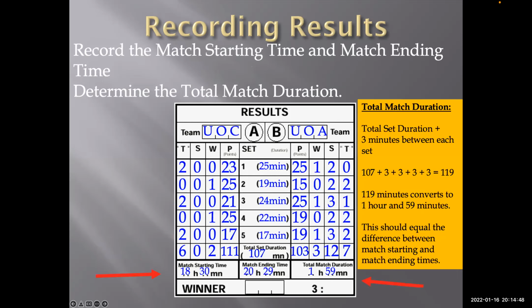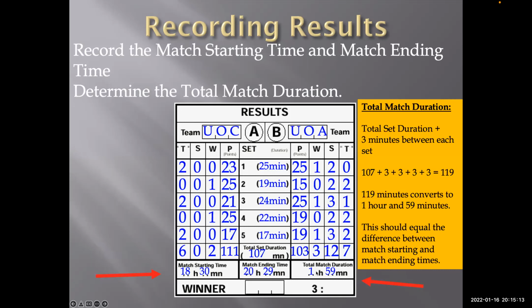So you're going to do that across the whole bottom. And then this is the match start time. This is the box that was filled at the beginning of set 1. You'll put it in here. This is the match end time. This is the time that you put in the box on the last set as the end time. And this is the total duration. That's the difference between the match start time and the match end time.